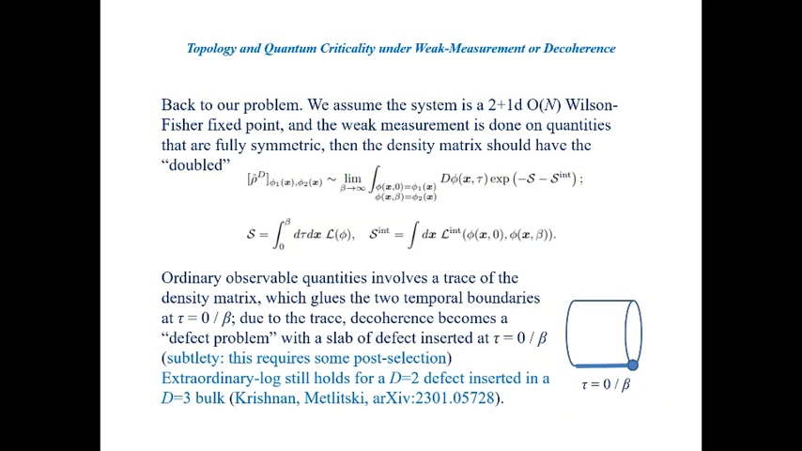This means that suppose I take an O(N) Wilson-Fisher quantum critical point, and I go through some finite-depth quantum channel and it becomes a mixed state. I take the ensemble and try to measure the correlation function. I'm not going to see the Wilson-Fisher correlation. What I'm going to see is something like this: some extraordinary-log correlation function.